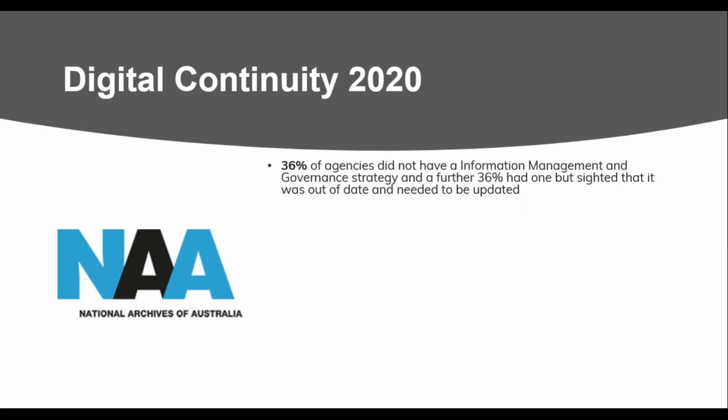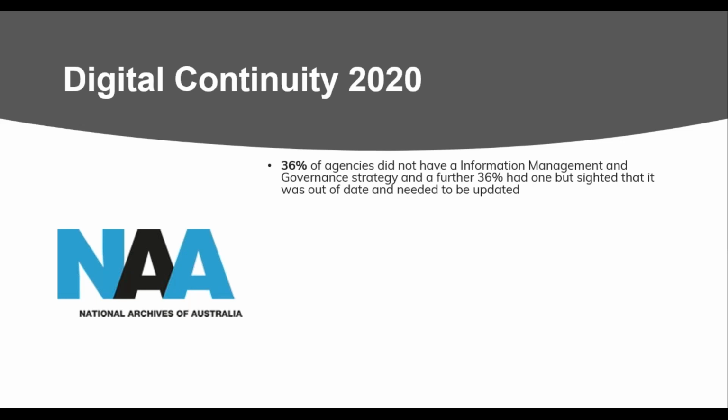What I want to do now is, back in February, National Archives released their update report on the progress that was being made towards Digital Continuity 2020 by all of the agencies. The Checkup Plus report that was released gave all the agencies an overall rating of 3.1 out of 5 for their progress towards implementation of digital continuity.